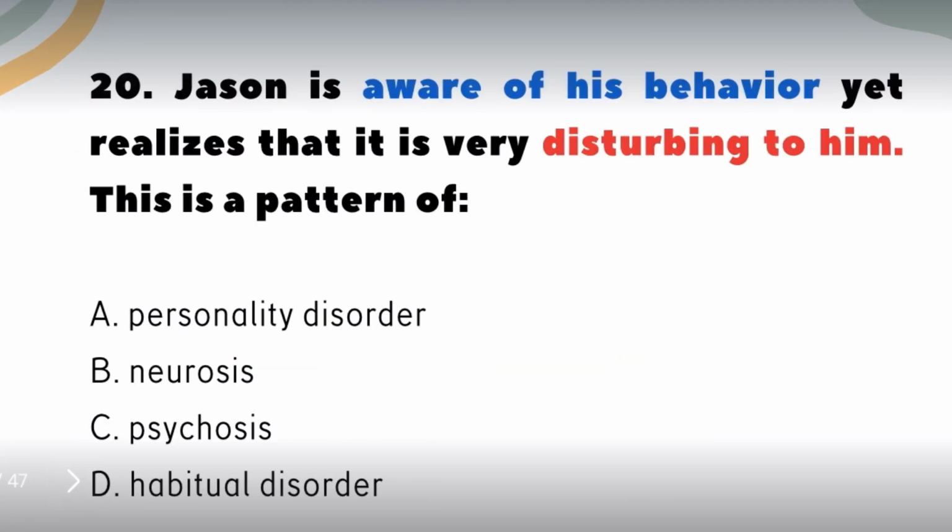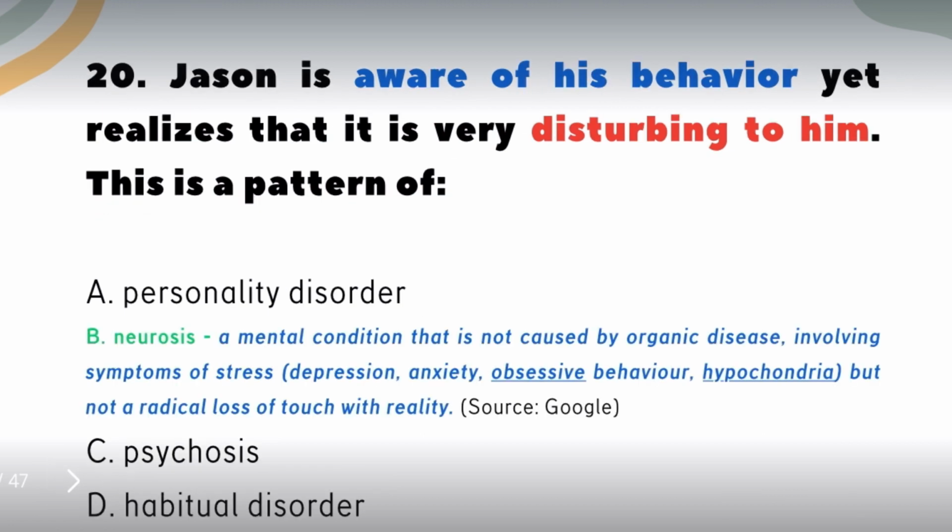Last number. Jason is aware of his behavior, yet realizes that it is very disturbing to him. This is a pattern of neurosis. By definition sa Google, guys, neurosis is a mental condition that is not caused by organic disease. It involves symptoms of stress, depression, anxiety, obsessive behavior, and hypochondriasis, but not a radical loss of touch with reality. Yun. Aware siya, pero hindi niya pa rin makontrol kasi sobrang nadi-disturb talaga siya sa mga bagay-bagay. So, that's a neurosis.